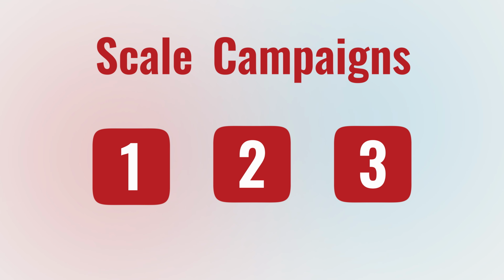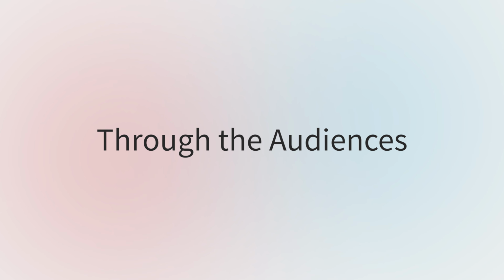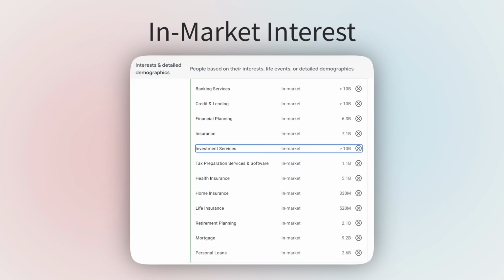The other way that you can scale campaigns is through the audiences. Audience would be adding different targeting methods. Maybe you've got the keywords working and it's time to go to in-market interest, or expanded different types of keywords. So that's one way, is expanding the audiences, and the other one is expanding geographic locations.